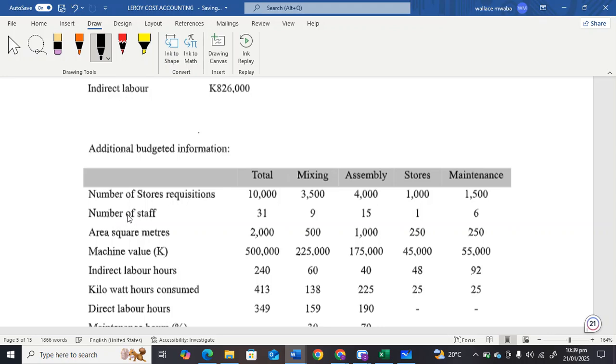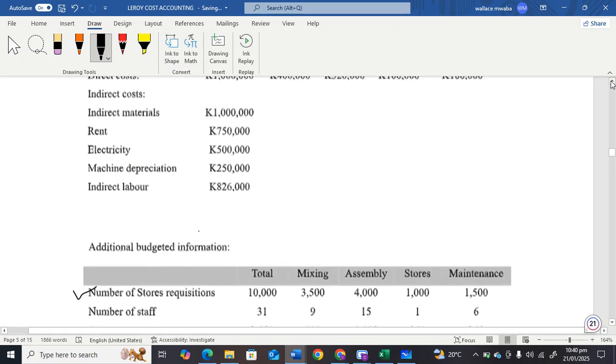So if we want to apportion indirect materials, we wouldn't use number of staff. We wouldn't use area in square meters. We wouldn't use machine value. We wouldn't use indirect labor hours. But something that's in line with indirect materials is the number of store requisitions, because when you're doing store requisitions, you're requesting materials. These can be direct and indirect materials. So this is the base we are going to use to share out indirect materials.